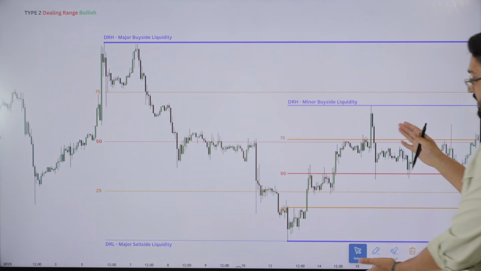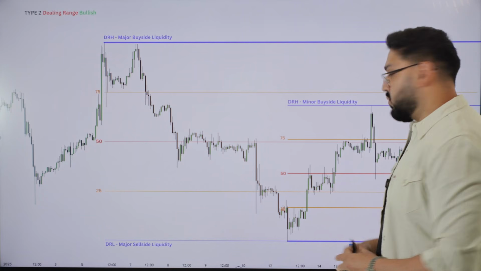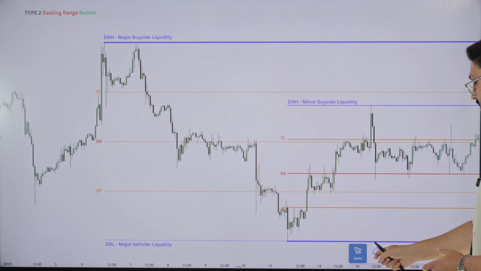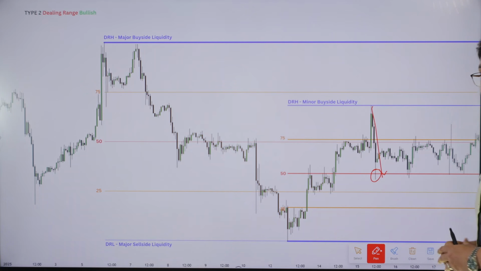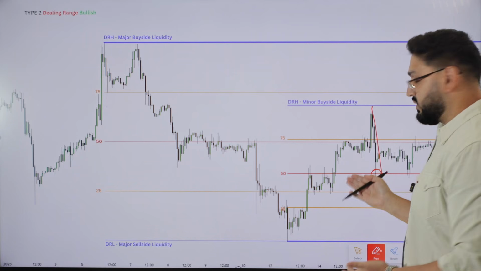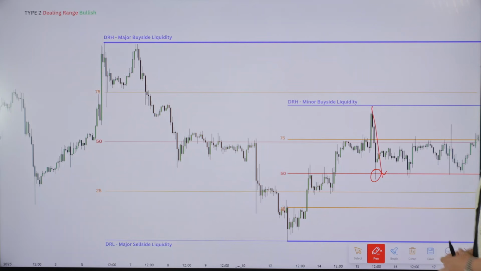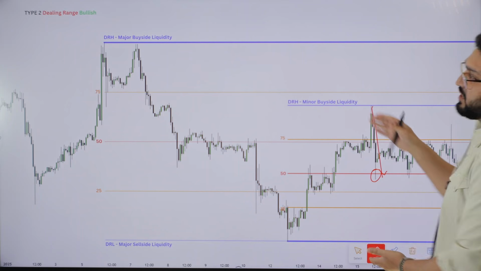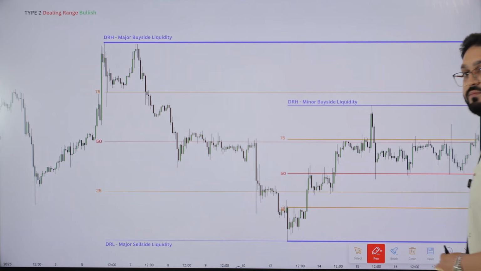So here we have a type 1 dealing range inside of a type 2 dealing range. And what do we anticipate price to do? We anticipate it to drop back lower into equilibrium and below. So we ideally want to see price drop into a discount relative to this dealing range, which is a smaller fractal of the larger dealing range. Now, what level does it come into?